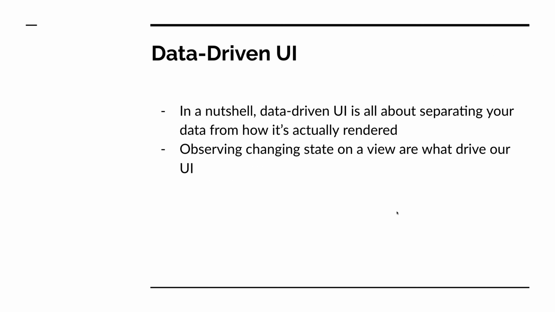What does this mean? Data-driven UI is essentially about separation of concerns. So you want to take your data. If you have a Facebook app, the data could be the user data or the feed data, and you want to completely separate that from how it's actually being rendered, so that those two components have very little knowledge of the other one at all. And observing the changing of state inside of a view, which you can think of as a screen in an app, is what's going to drive our UI.